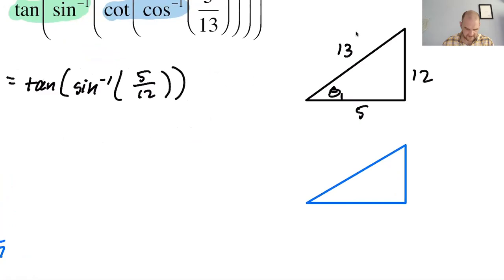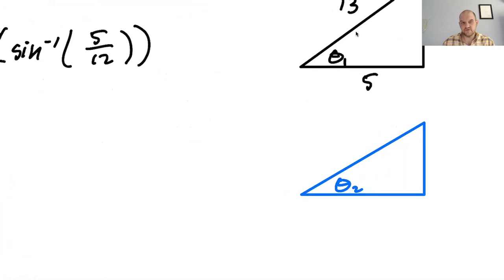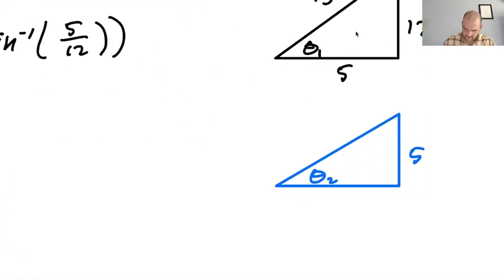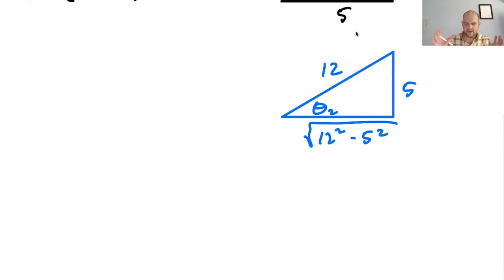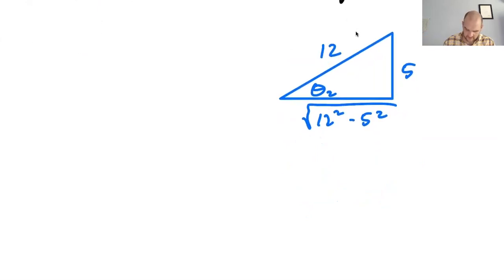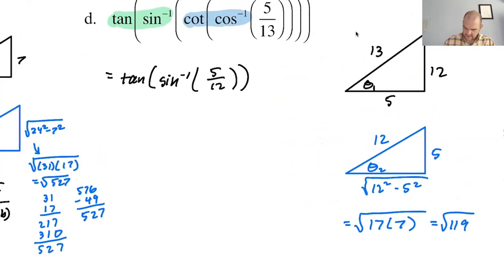So we'll draw a new triangle. Ooh, I am amazed that that worked. I'm going to say this is theta 2, and the sine of theta 2 is 5/12. So the missing side is 12 squared minus 5 squared, which is easy enough: 144 minus 25. But just to illustrate, we can also say 12 plus 5 is 17, 12 minus 5 is 7, and we get 7 times 17, so radical 119. That's our missing side.